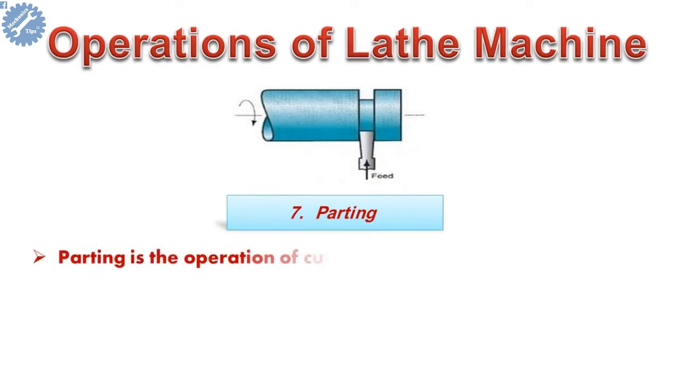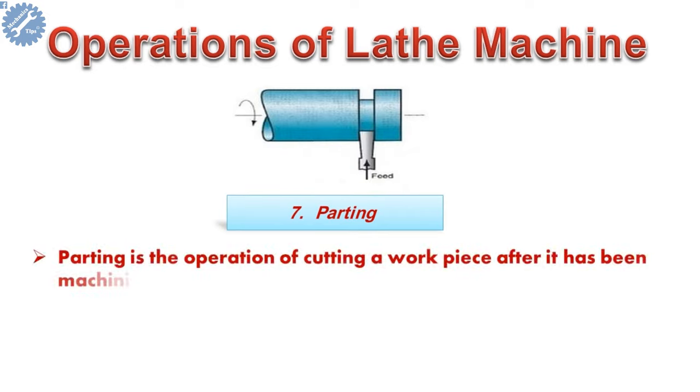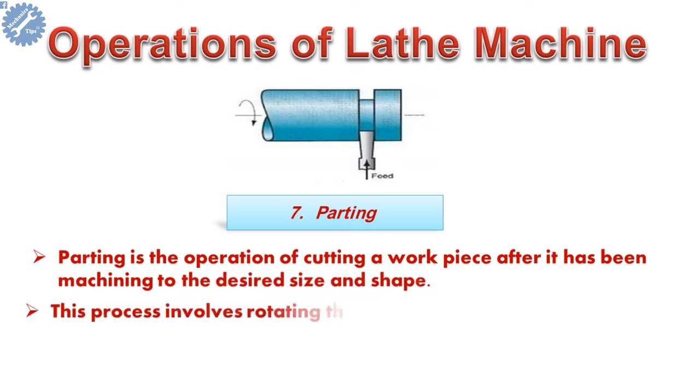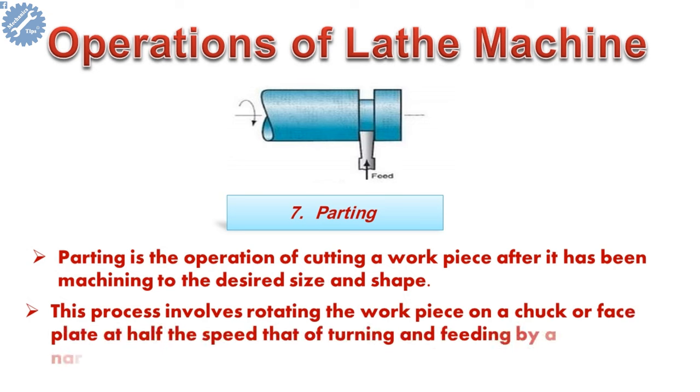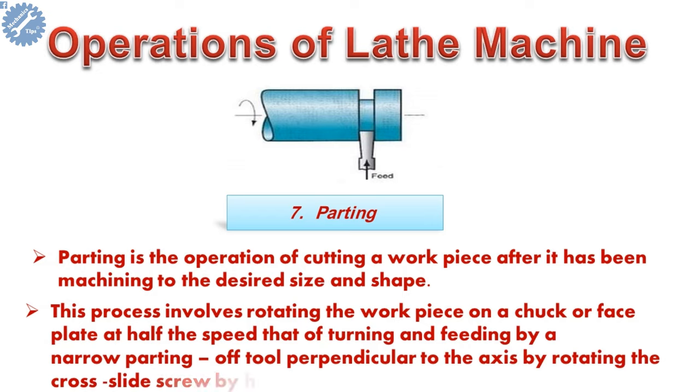Parting is the operation of cutting a workpiece after it has been machined to the desired size and shape. This process involves rotating the workpiece on a chuck or faceplate at half the speed of turning and feeding a narrow parting-off tool perpendicular to the axis by rotating the cross slide screw by hand.